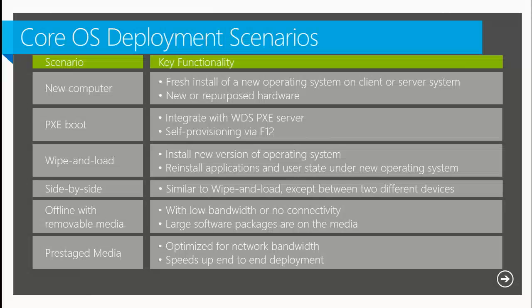The last set of scenarios is designed for areas where you might have networking challenges, minimal bandwidth, or no bandwidth at all. You're able to create media, and then from that media, you're able to do one of two things. You're either able to completely image the machine based off of media. That's what we call full offline media. Or you're able to do a thing called pre-stage media. Pre-stage media is designed to be an optimization.